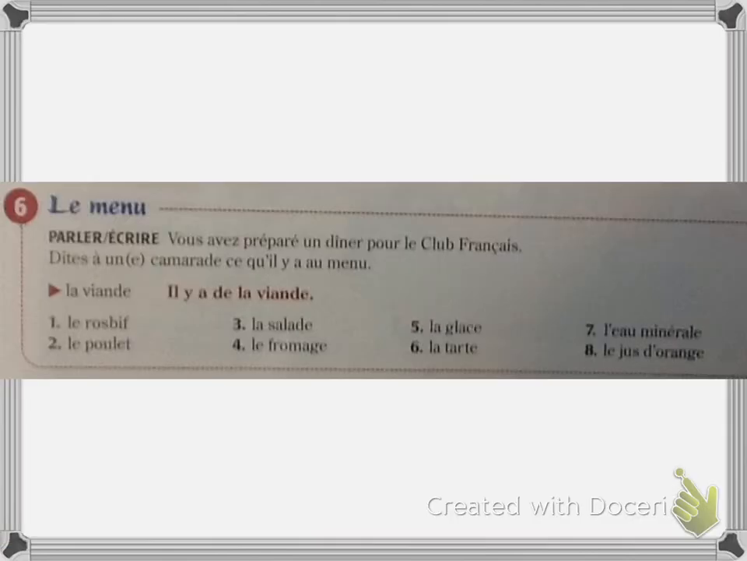So let's take a look at exercice 6, le menu. Vous avez préparé un dîner pour le club français. Dis à un camarade ce qu'il y a au menu. So the menu. You have prepared a dinner for the French club. Tell a friend what there is on the menu. So all of these are going to start with il y a. And because it's il y a, we're going to use either du, de la, or de l', because again, we're saying that there is some. Okay? So, numéro 1, le roast beef.